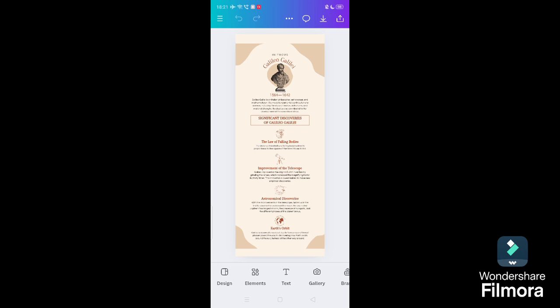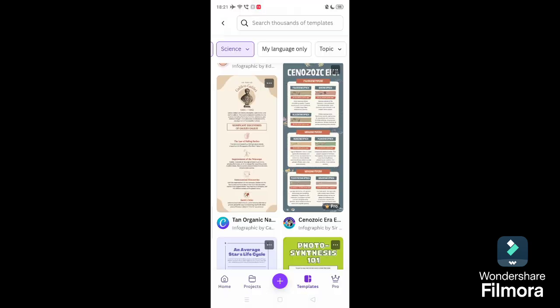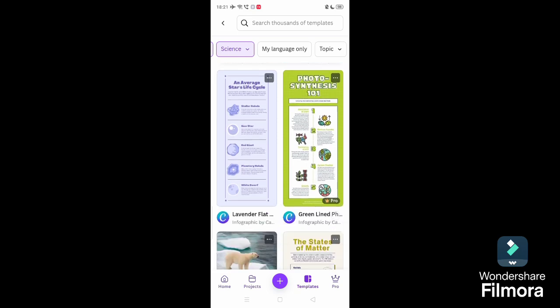Here, the significant discoveries of Galileo are the law of falling bodies, improvement of the telescope, astronomical discoveries, and the Earth's orbit. That is all in detail. You can go for it.